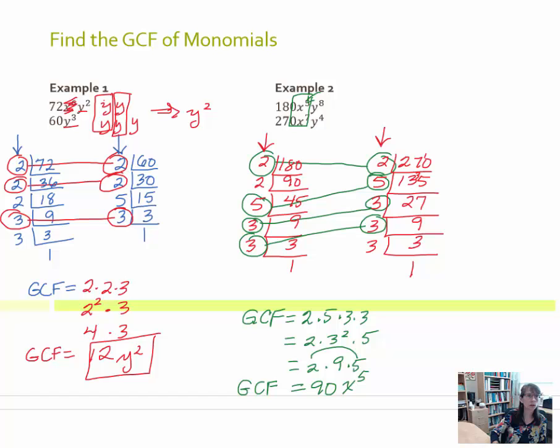And then you can do a similar process with the bases of y. So both of the terms have bases of y. Comparing 8 and 4, 4 is the smaller, so that is what is guaranteed to be found in both of the terms. So we're also including y to the 4th in our greatest common factor.